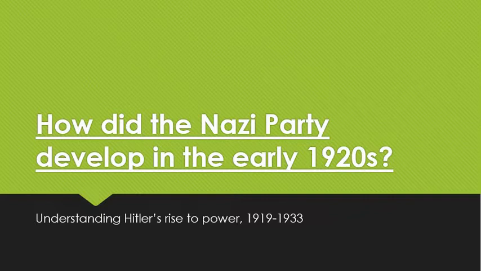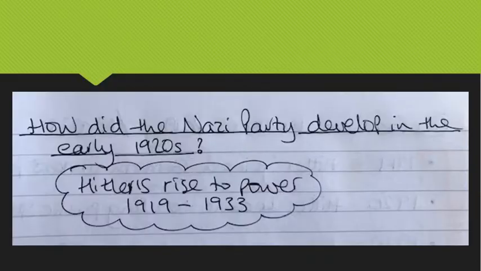Now on this first slide, it also says, underneath the title, which hopefully you've written down, Understanding Hitler's Rise to Power, 1919 to 1933. This is something quite important, so I'm going to ask you to note this down underneath your title as well. Here is my example from my own notes.